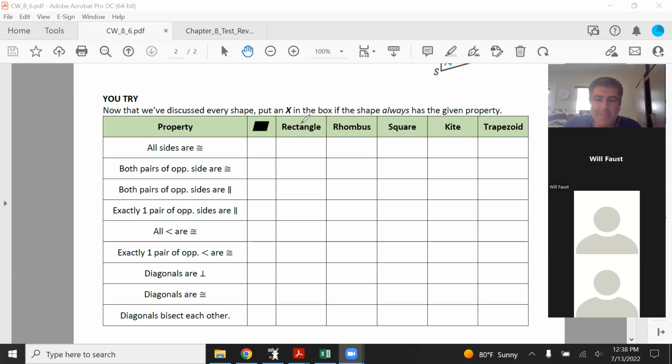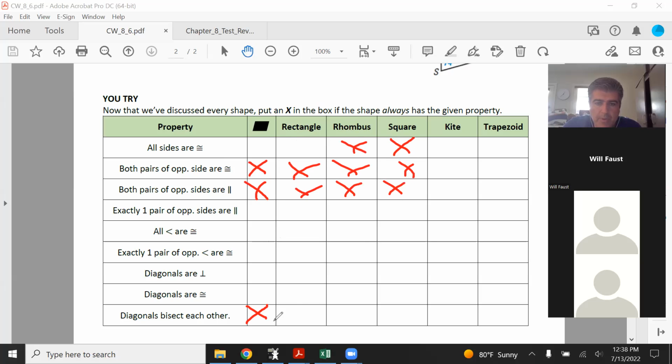Okay, so parallelogram. Remember, for a parallelogram, definitely both pairs of opposite sides are congruent and both pairs of opposite sides are parallel. And the diagonals do bisect each other. That's true for parallelograms. Now, all sides are congruent. That's only true for a rhombus and a square. Remember, anything that's true for parallelograms is also true for rectangles, rhombuses, and squares.